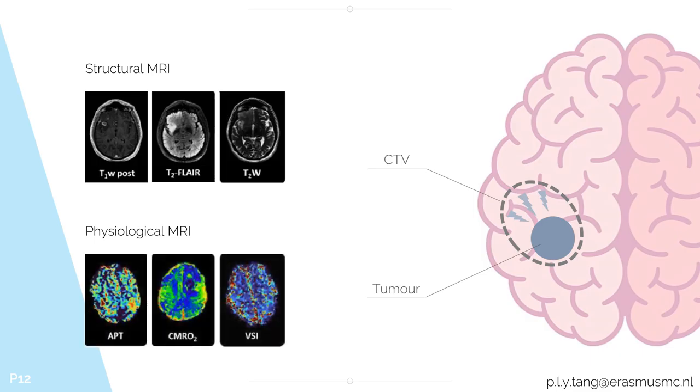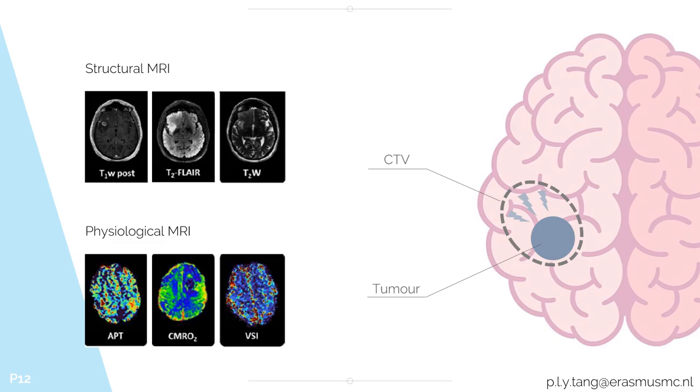Amide proton transfer (APT), CMRO2, and vessel size imaging provide information on cell proliferation and oxygenation. With data from 10 patients, these advanced MRI biomarkers will be integrated in software used for radiotherapy planning, and physiological CTVs for APT, CMRO2, VSI, and a combination of the three will be generated. These physiological CTVs will be compared with the standard CTVs in terms of overlap and volume and evaluated.